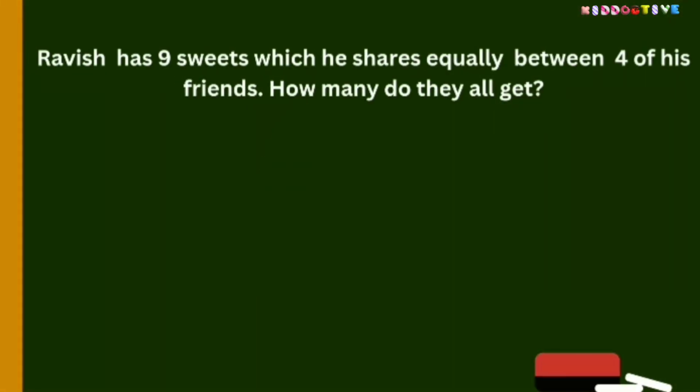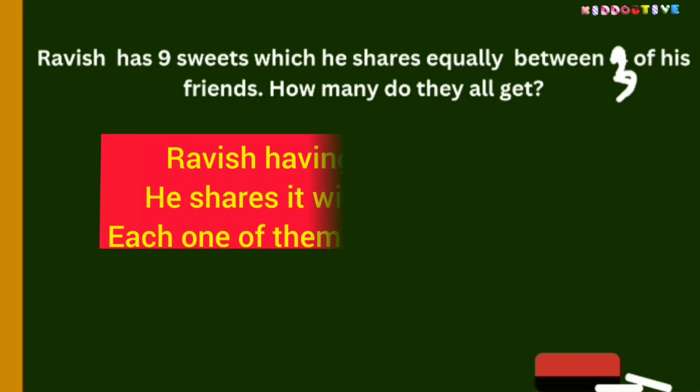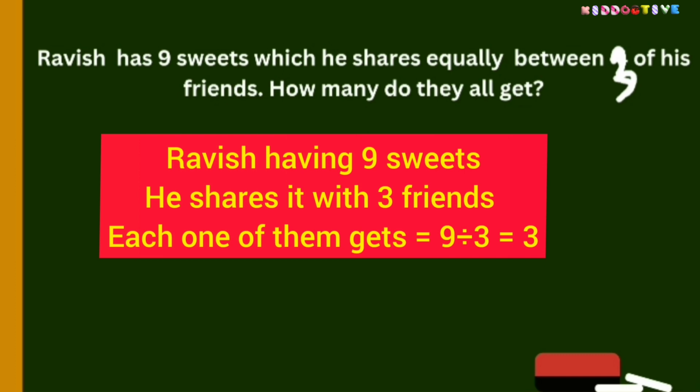Ravi is having 9 sweets which he shares equally between 3 of his friends. So how many do they all get? Okay. So Ravi is having how many sweets? You are going to write 9. So 3 of his friends get 9 divided by 3. So 3 threes are 9. Each of them will get 3 sweets.